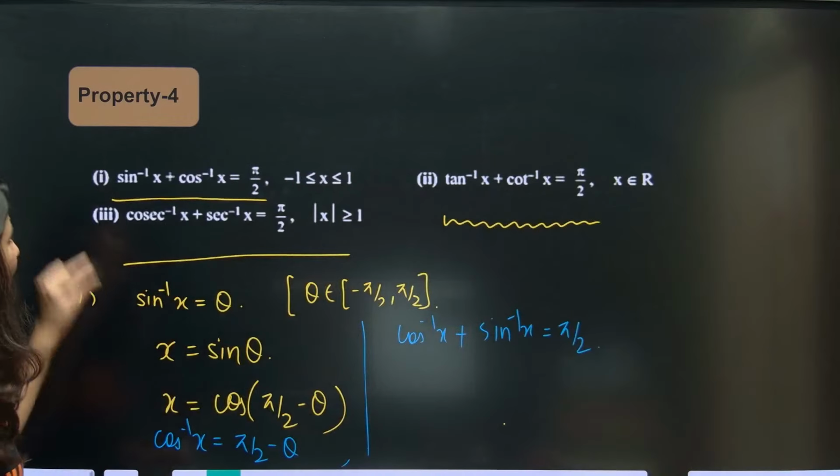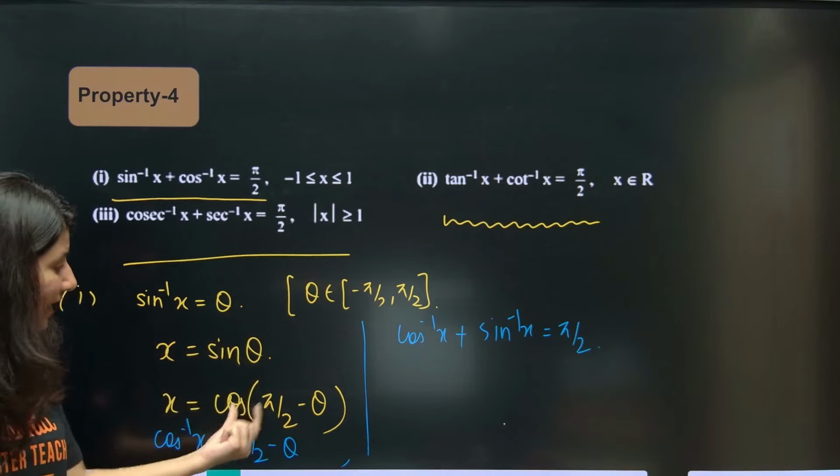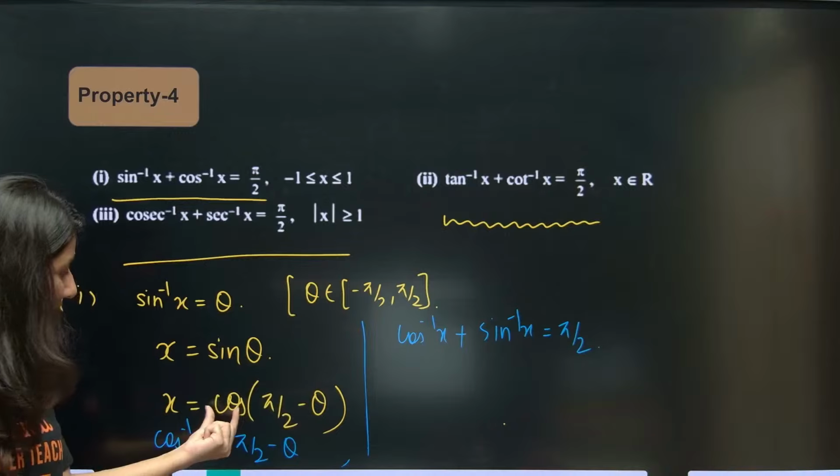Okay, so what did I do? Sine inverse x is equal to theta. So x will be sine theta. Sine theta is cos 90 minus theta. What I did is I just took an inverse.